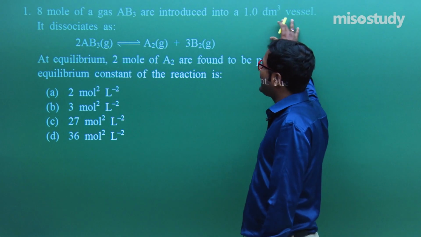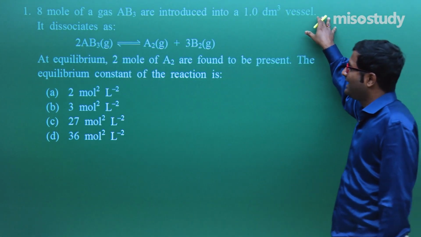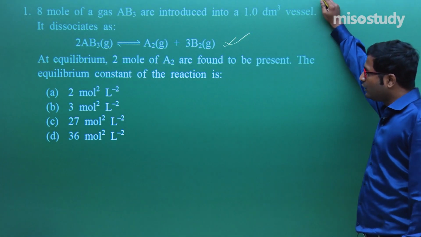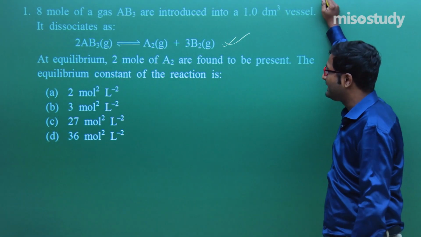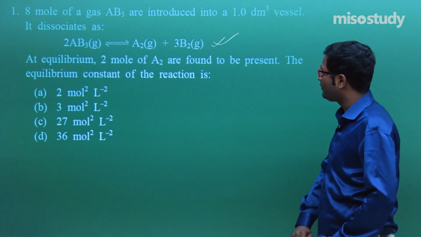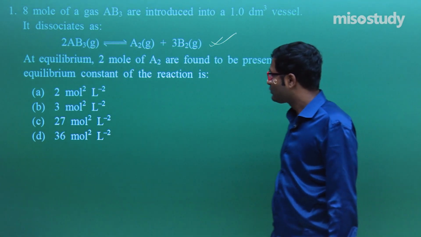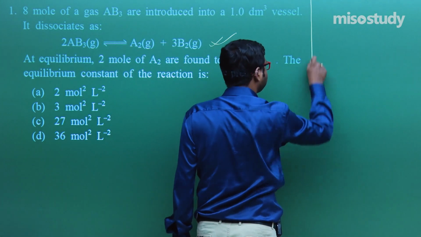8 moles of a gas AB3 are introduced into a 1 decimeter cube vessel. It dissociates like this. At equilibrium, what happens? 2 moles of A2 are found to be present. The equilibrium constant of the reaction, that is, we have to find the value of K. So how to find the value of K? Check it out. I am moving here.